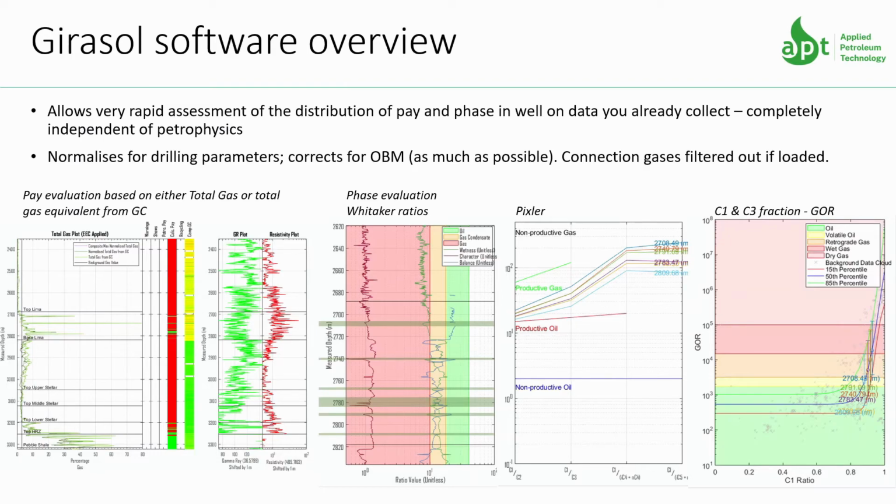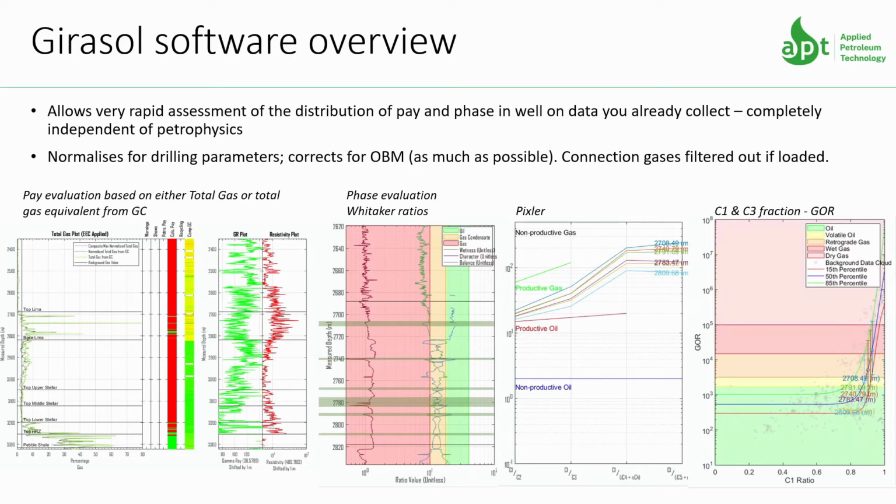We can load in 2 different petrophysical logs. Usually we use a gamma ray and a deep resistivity. You can plot all the standard gas interpretational plots, such as Whittaker plots. Pixler plots are very interactive, so you can plot on a depth interval on the gas track, and that depth point will then be presented in the Pixler plot, and it's very easy to then add and remove data depth points. We've also developed some bespoke plots within Girasol.